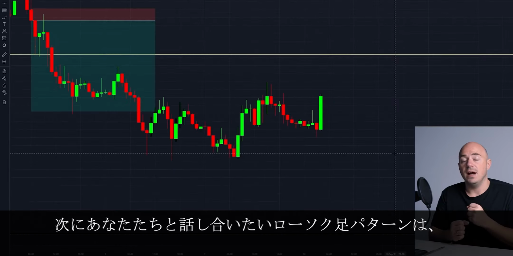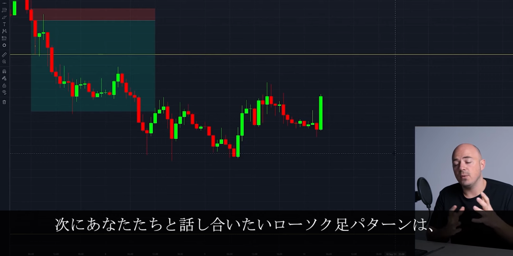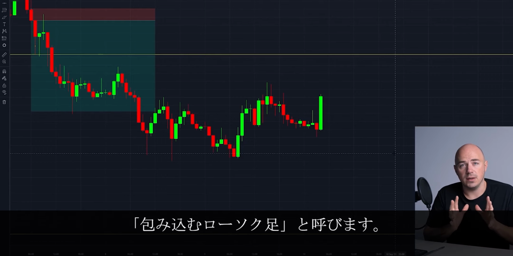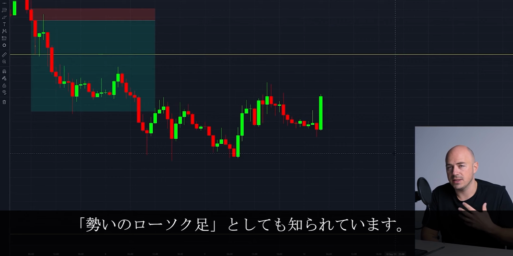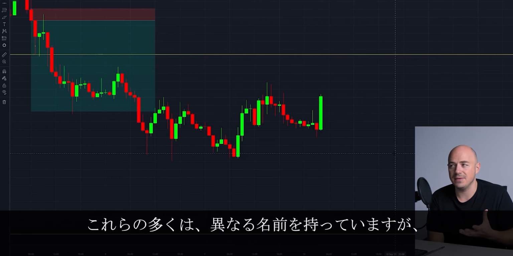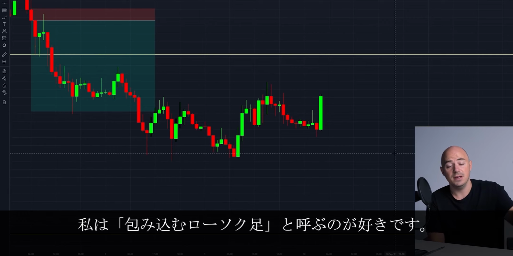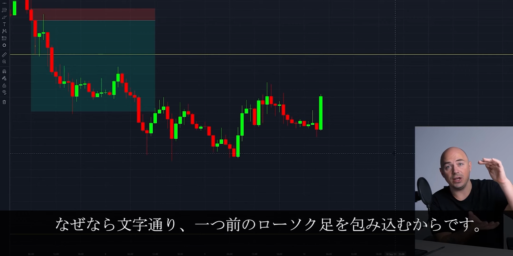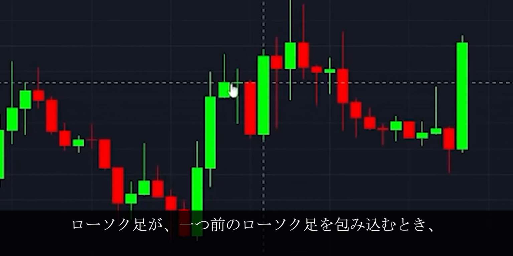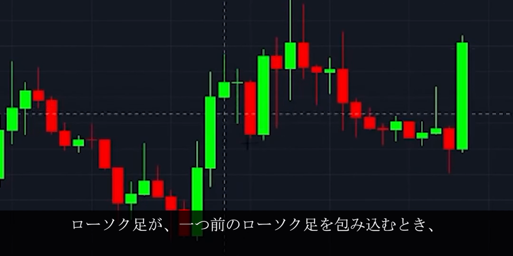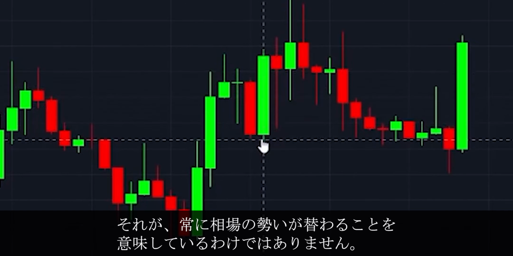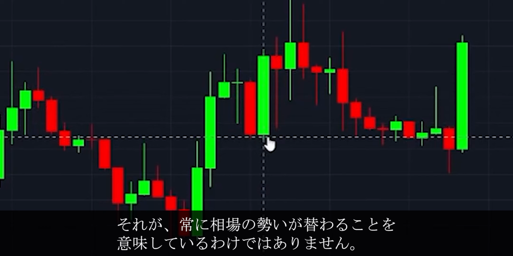Now, the next candlestick pattern that I want to discuss with you guys is called the engulfing candle. They're also known as momentum candles. A lot of these things have different names, but I like to call them engulfing candles because it literally engulfs the previous candle. Now, when a candle engulfs a previous candle, it doesn't always mean that the momentum is going to shift right there.